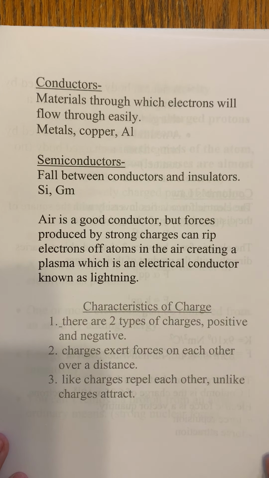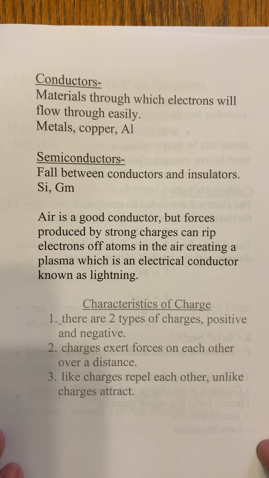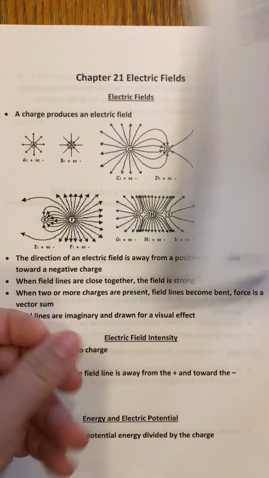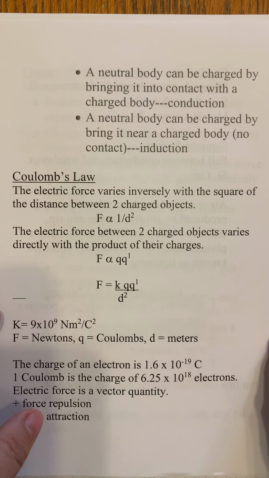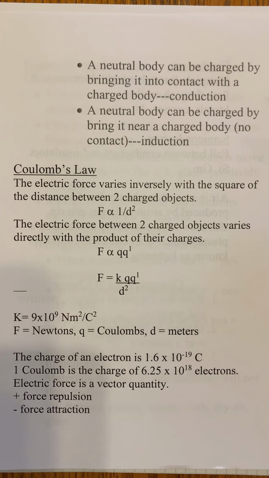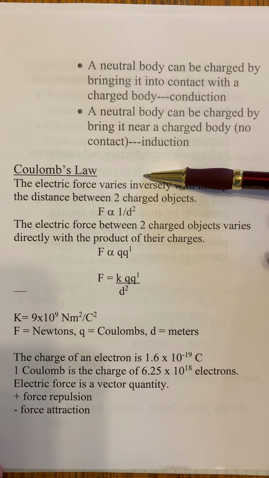Two types of charge, positive and negative. Charges exert forces on each other over distance. Like charges repel each other, unlike charges attract, much like magnets. A neutral body can be charged by bringing it into contact with a charged body. That's conduction. A neutral body can be charged if you bring it near. That's induction. In conduction, they are actually touching each other. In induction, they are not.